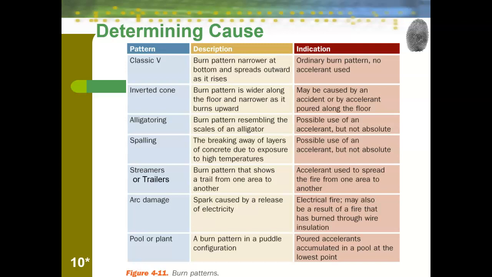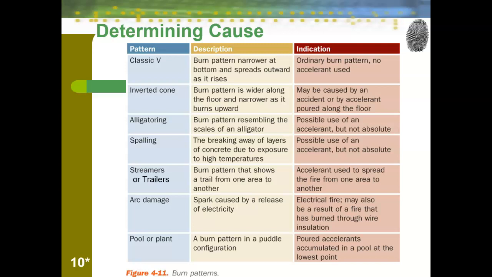Then we have streamers, sometimes called trailers if you see them in other sources. And this is a burn pattern that shows a trail, hence why they're sometimes called trailers, from one area to another. Most often this means an accelerant was used to spread fire from one area to another. Think of someone dragging a gas can behind them and pouring it as they go. Now there have been some cases where streamers or trailers have been found that were not the use of an accelerant, but most often it is.